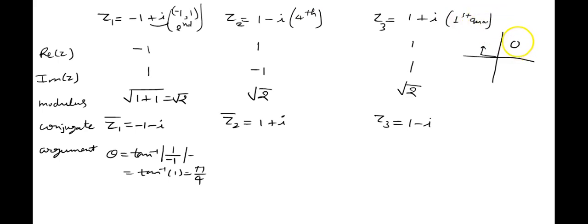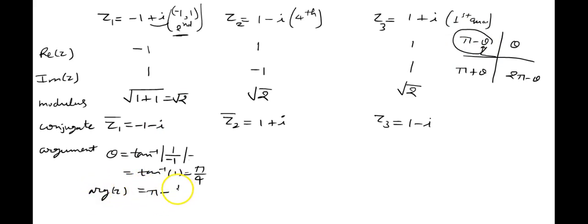In the first quadrant, theta will remain theta. In the second quadrant, I will write pi minus theta. In the third quadrant, I will write pi plus theta. And in the fourth, I am going to write 2 pi minus theta. So for this one, as this is lying in the second quadrant, I am going to use this formula. So my argument of z over here will be pi minus theta, and the value of theta is pi by 4. So my answer is 3 pi by 4.